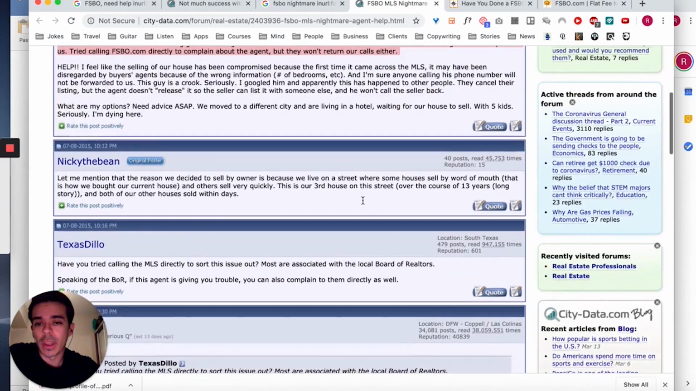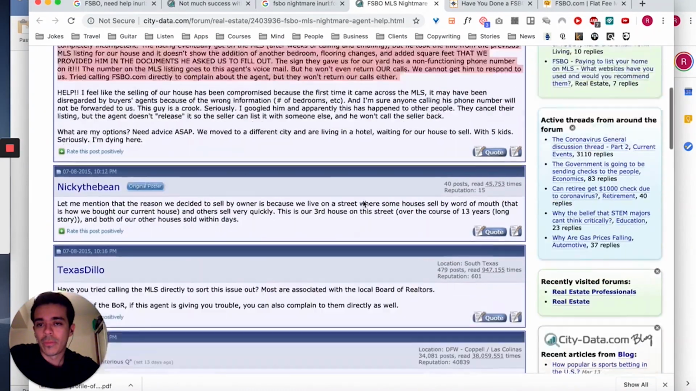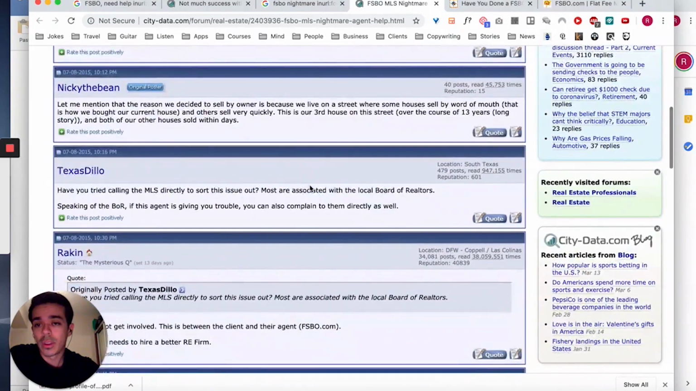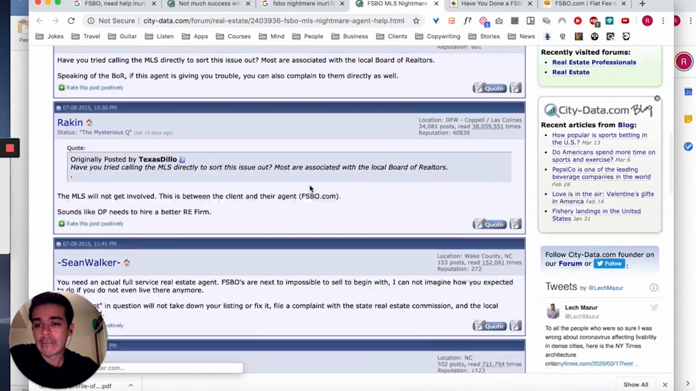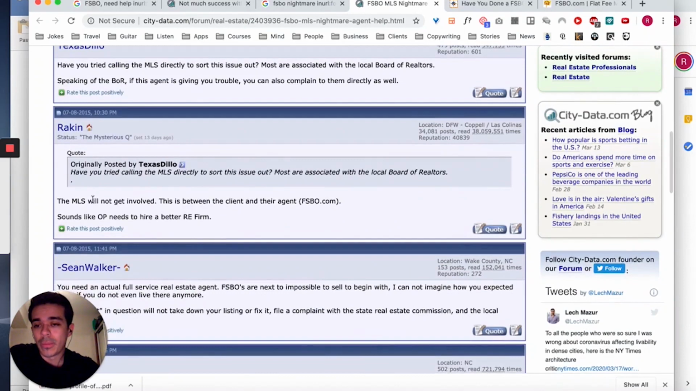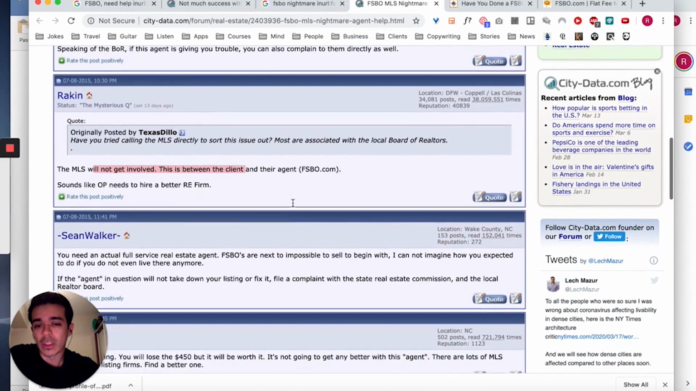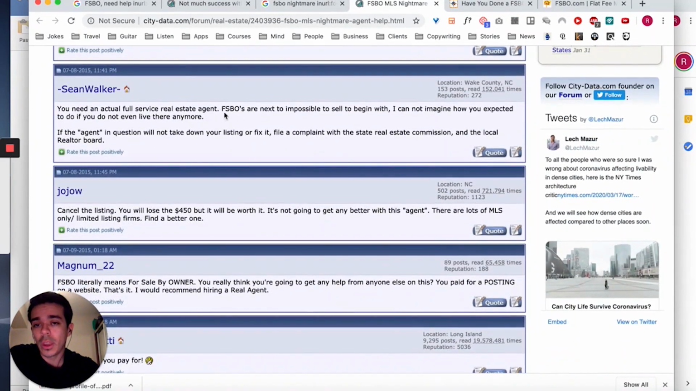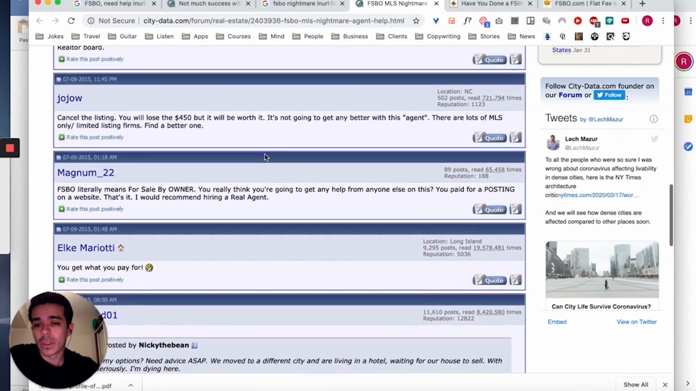8 pages worth of stuff to basically understand what the problems are with going with FSBO.com. You know, because then you could get really into like, you know, and then when you try and call MLS directly, the MLS won't actually get involved because it's actually between like you and FSBO.com, but they don't tell you that when you sign up with FSBO. That's why you should go with like a full service agent, because FSBOs are like next to impossible to begin with. This is all good stuff.